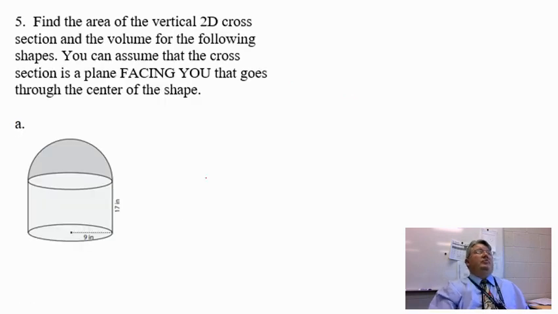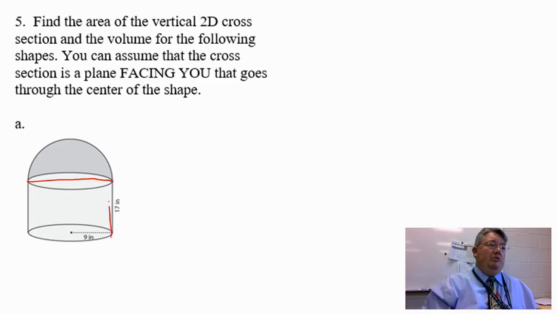Okay. Find the area of the vertical 2D cross-section and the volume for the following shapes. I can assume that the cross-section is a plane facing you that goes to the center of the shape. The center of the shape is right here. So the cross section would slice up through there, and it would slice right up through there. So the cross section would look like that.